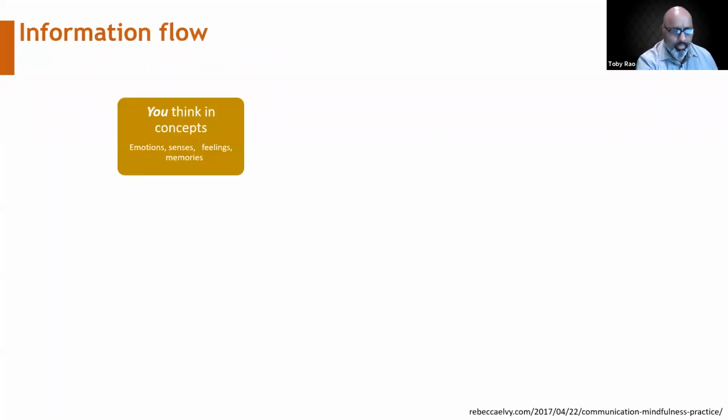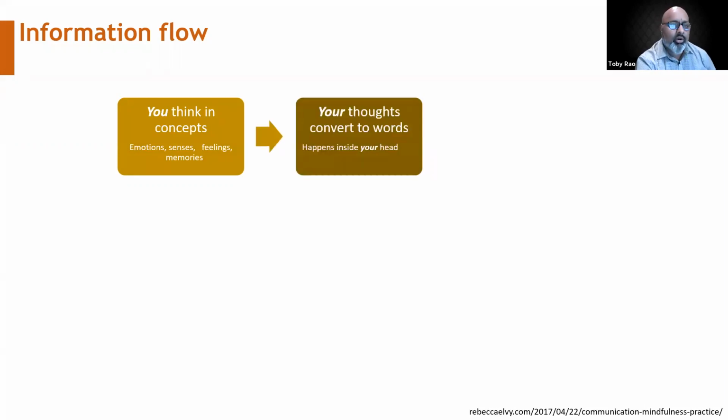So this is information flow. Most humans think in concepts. We think in emotions, we think in senses, we think in feelings, and we rely on memories for a lot of things. It's a very abstract level. We don't think in words directly. We first think in other ways, which I just talked about, and those get converted to words. Now this happens inside your head. So your thoughts, whatever they are, convert into words.